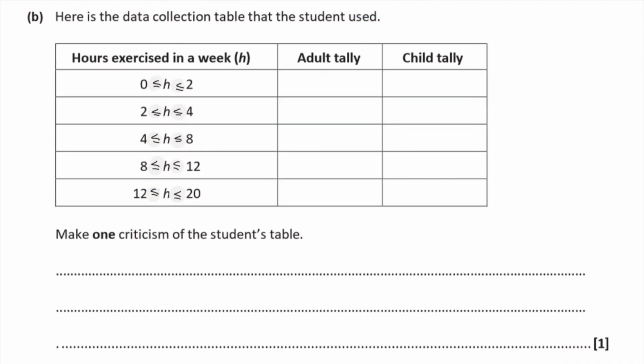Here is the data collection table that the students used. Hours exercise in a week, adult tally, child tally. Okay, make one criticism of the student table. Well, my criticism is going to be the fact that the boundaries overlap. If you look at that, which boundary does 2 belong in? Does it belong in the 0 to 2, or does it belong in the 2 to 4 category?